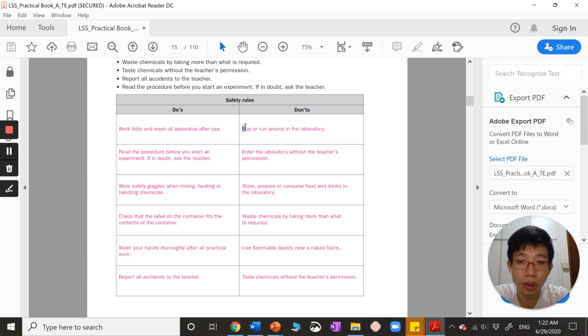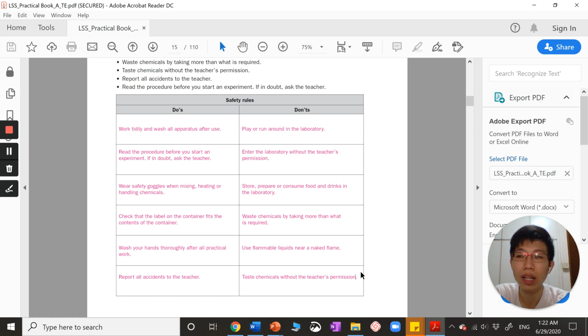So these are all the don'ts, especially the last one: taste chemicals without a teacher's permission. In the lab, we advise not to drink or eat, even though the things that we obtain are pure, for example, like the distillation setup.